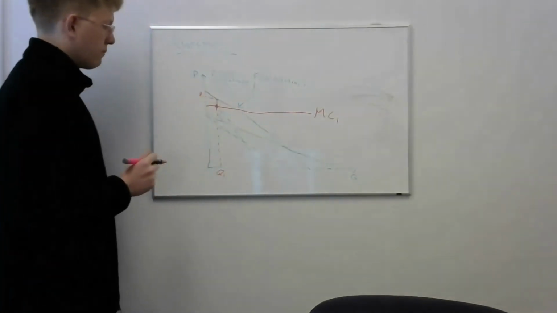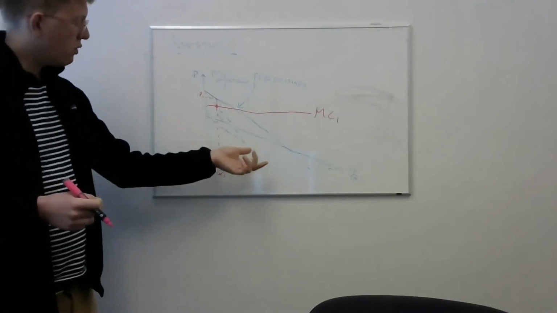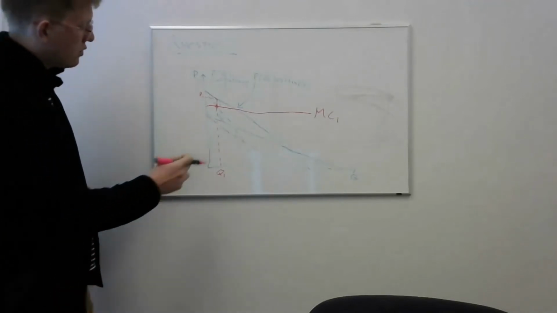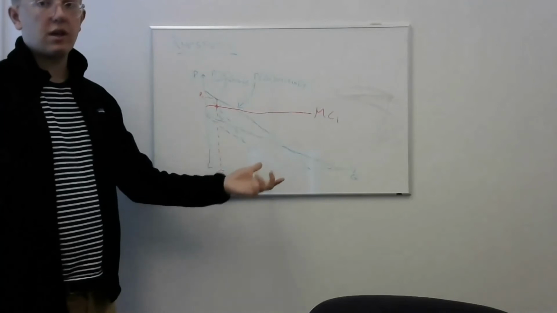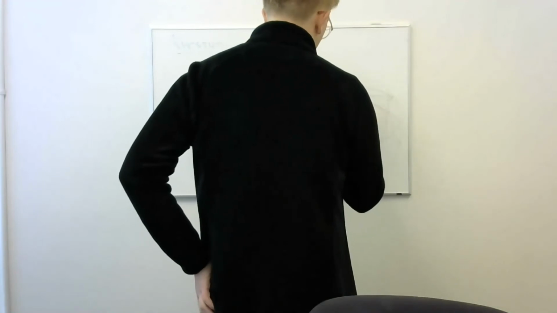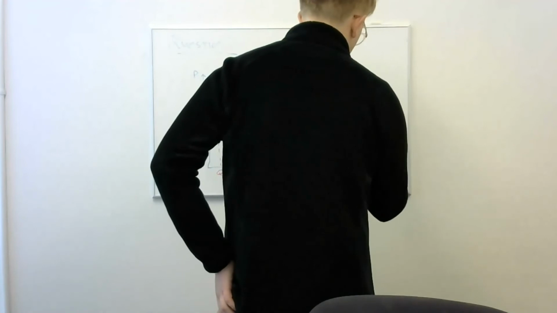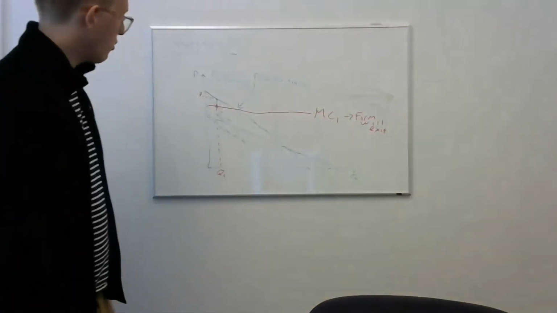P1. Okay. But now notice that with our new lower marginal revenue curve, there's nowhere that marginal cost is going to intersect marginal revenue. And so here you can note that this firm will exit when it opens to trade.